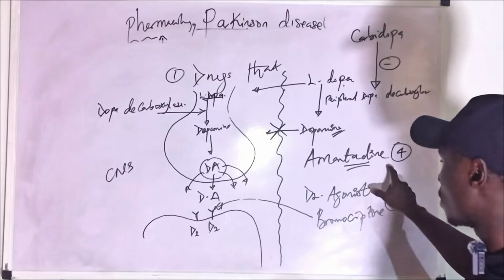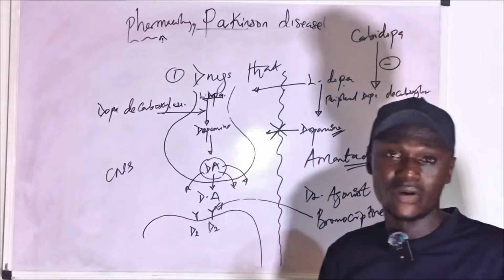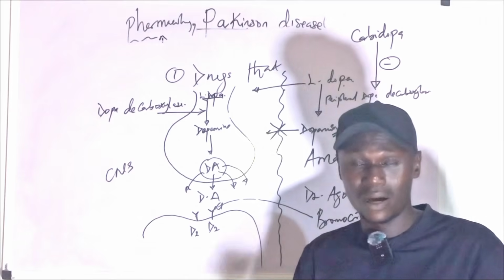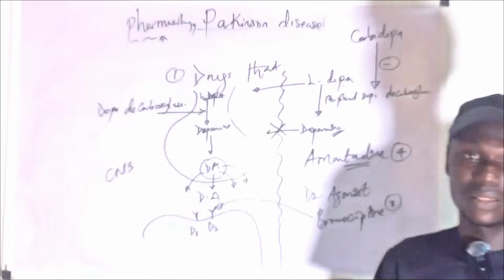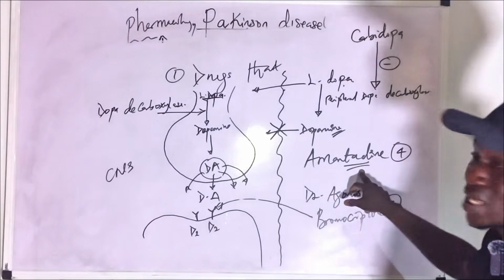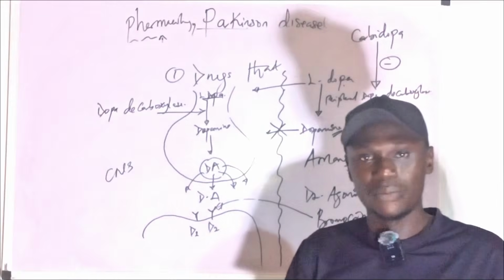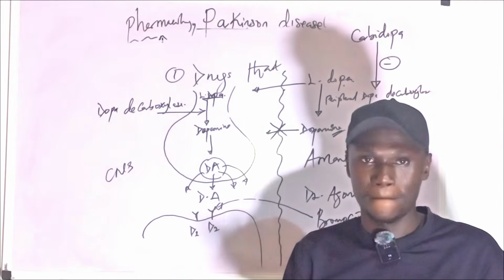This is drug number 4. Amantadine was actually initially developed for treatment of influenza infection by influenza virus, but now it has developed a lot of resistance, so we use it nowadays as an add-on drug in the management of what? Parkinson's disease. Are you getting it?